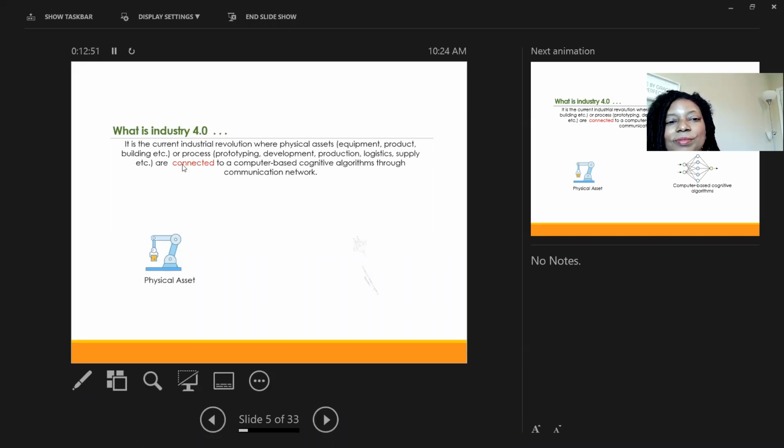Now, we have a physical asset. There is an algorithm somewhere. We want to connect the physical asset to the algorithm. What we did to this machine, to this robot, was to collect data. We collected data from this equipment.